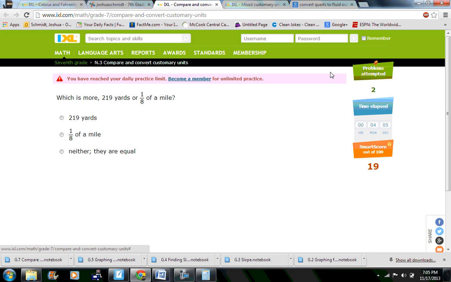Okay, whoop, I hit my daily practice limit. So it's the same idea as everything that we're going to go on all these sections. Trying to remember my password here. Did it work? It did.